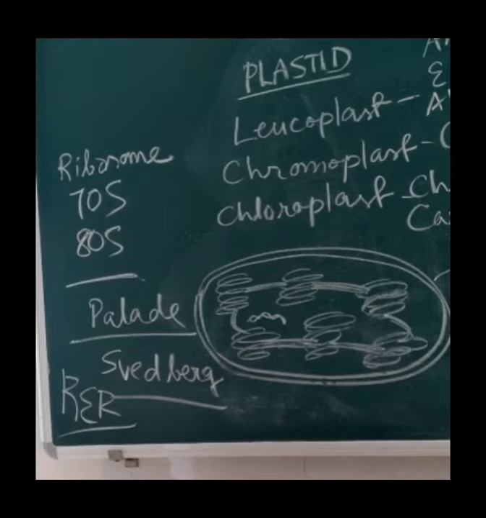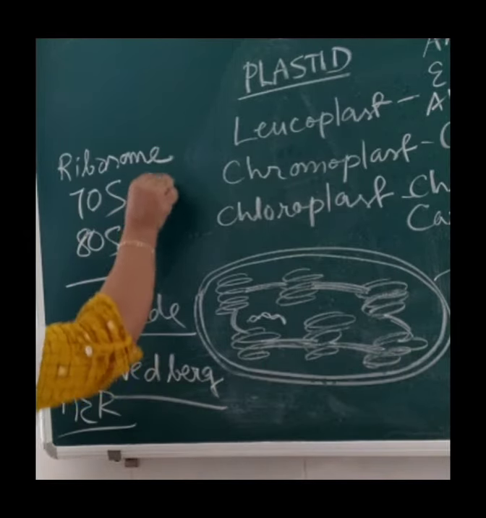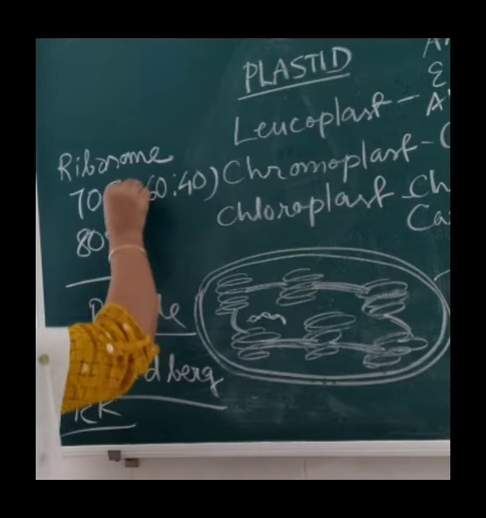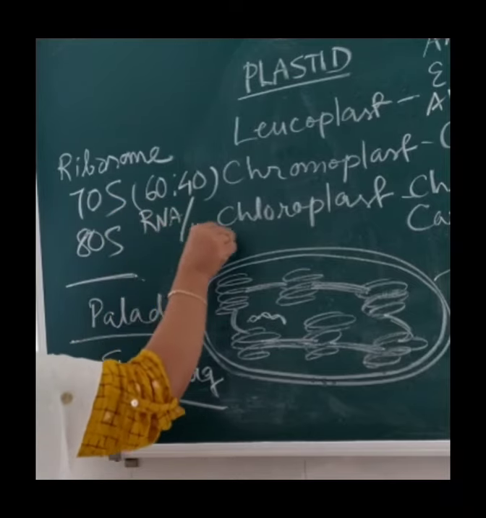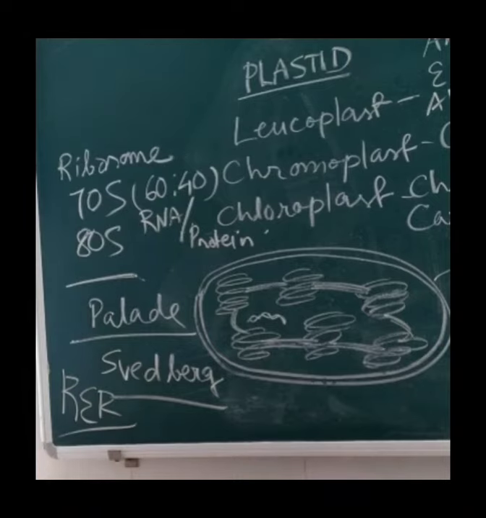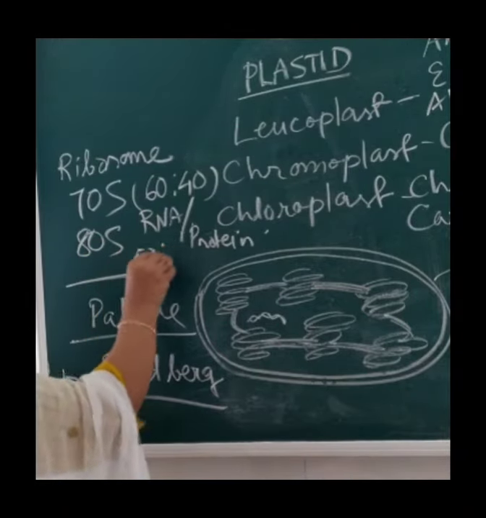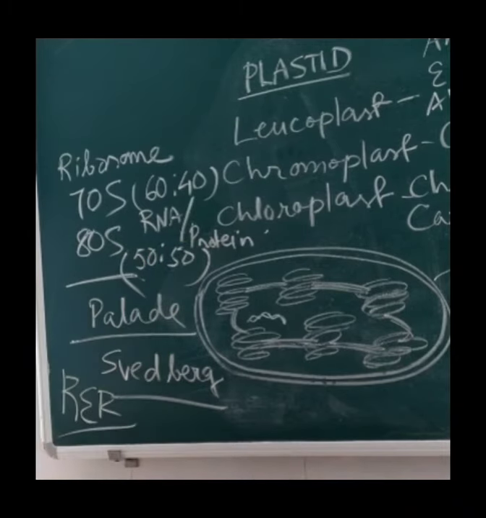Now what is the difference between 70S and 80S? In 70S the largest subunit is 50S, and in 80S the largest subunit is 60S. 70S is small, 80S is large. In 70S the RNA and protein ratio is 60:40, but in 80S it is 50:50. So the ribosome has RNA as well as protein.